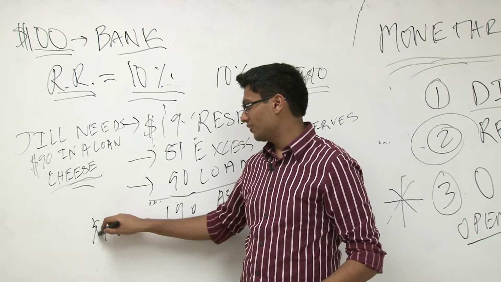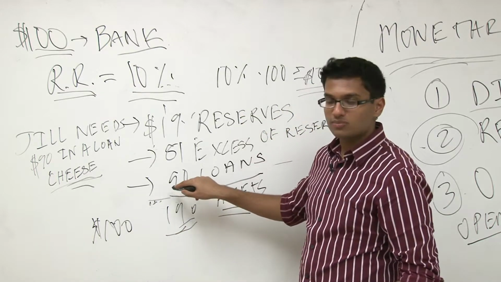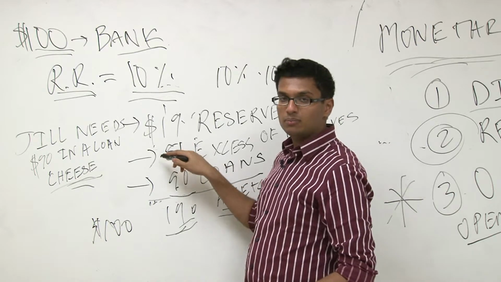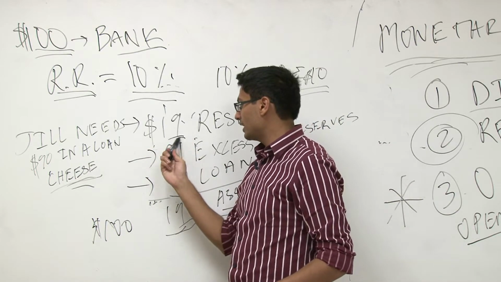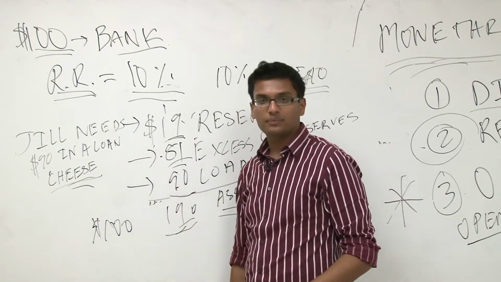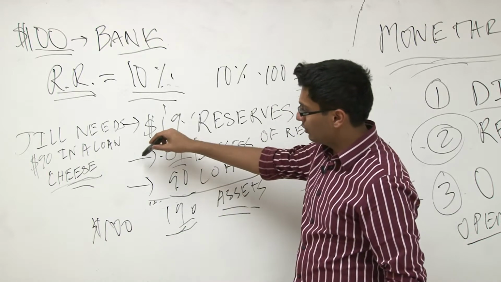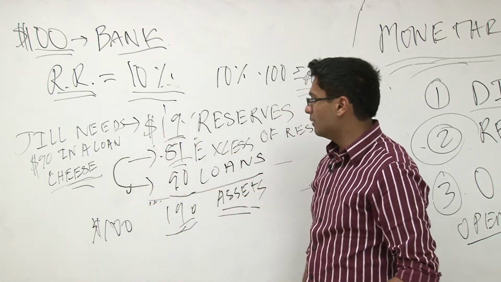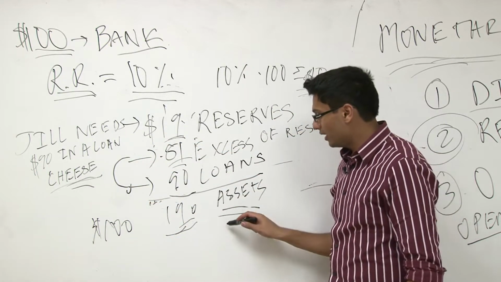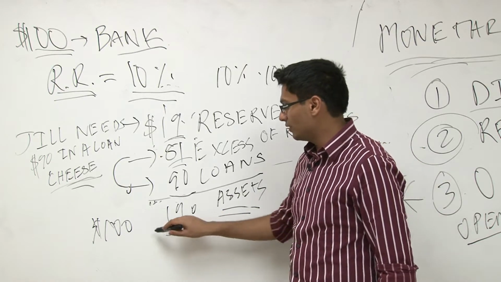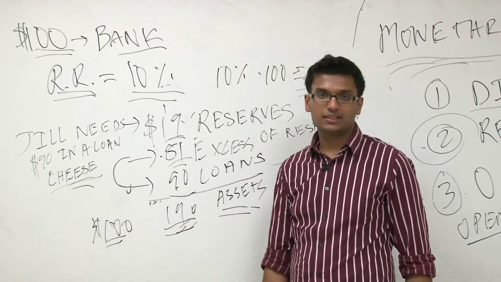Remember, we started with the 100. This is the amount that Jill owes me. This is the amount that Jill put in, but I'm only required to put $9 of it, and this is my excess amount. This, in turn, $81 can go again and be loaned out to someone else. The point is, this money just went from 100 to 190.